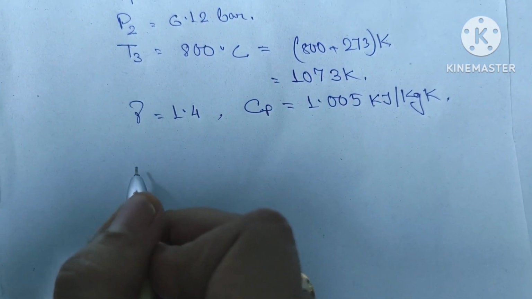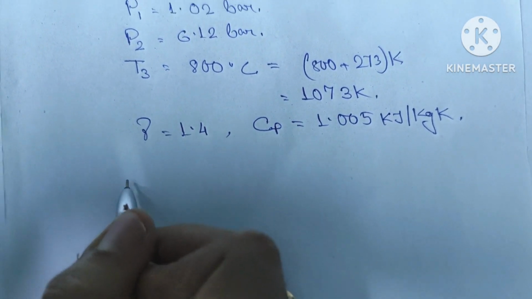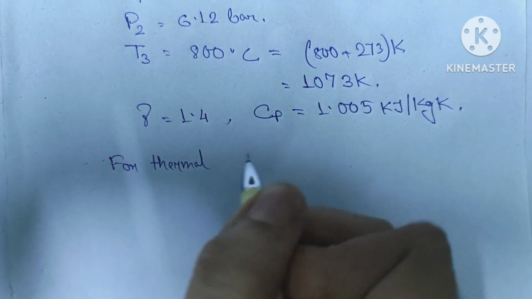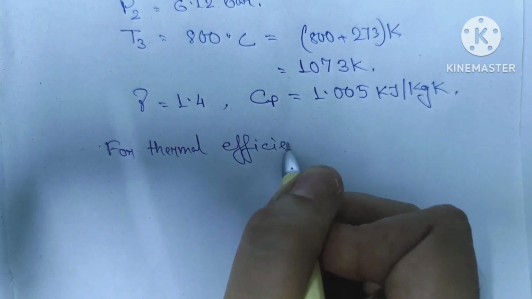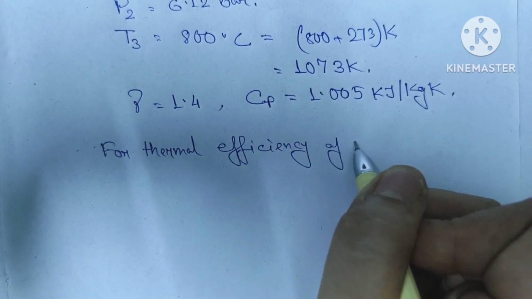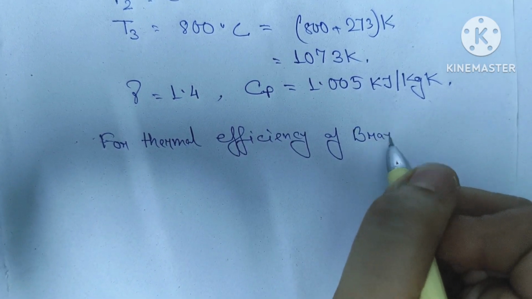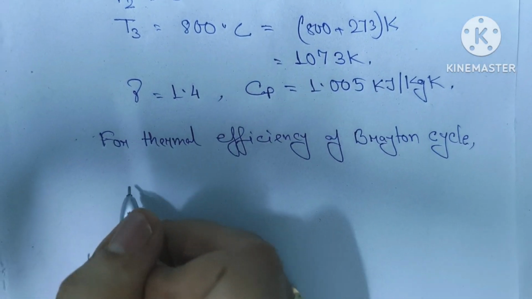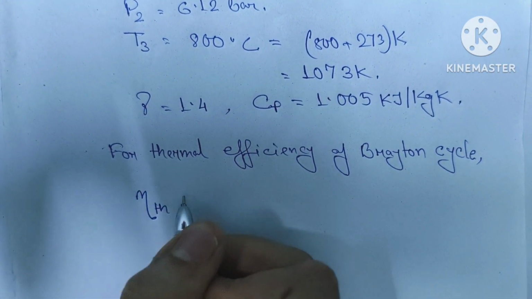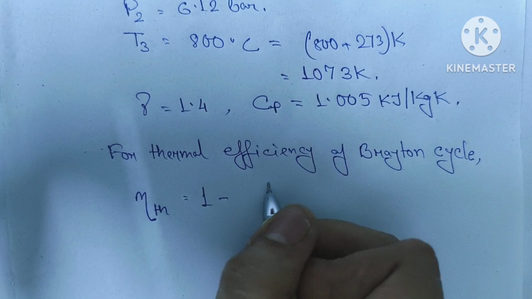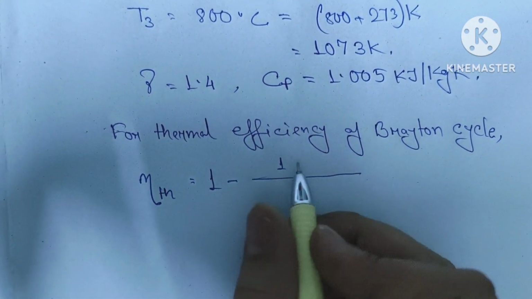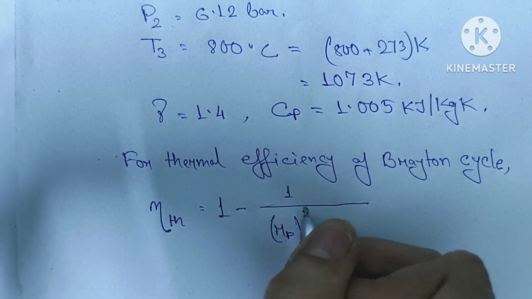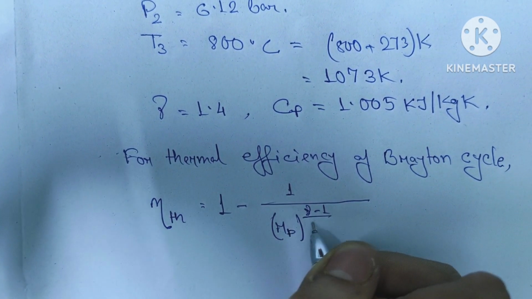Now for thermal efficiency of Brayton cycle, the formula is eta Th equals to 1 minus 1 by Rp whole to the power gamma minus 1 by gamma.